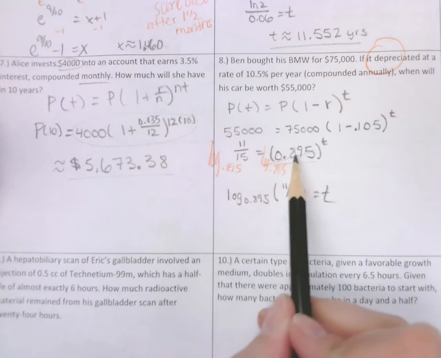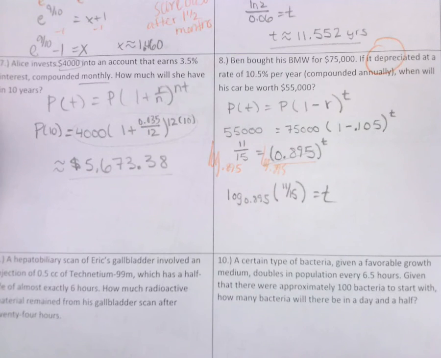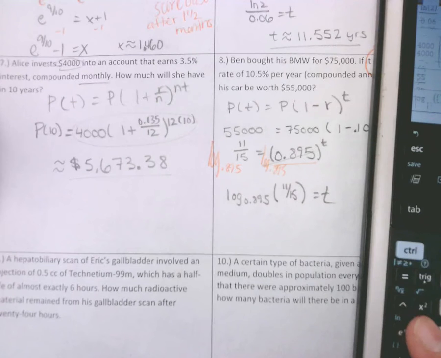If this was something else, like 0.8, you would use a log base 0.8. But you're using a log with a base that is the base of the exponent, so that they cancel and make 1. In theory, you can use a natural log, but it's harder. It takes more steps. And that's what we're going to type in. So log base 0.895 of 11 over 15.